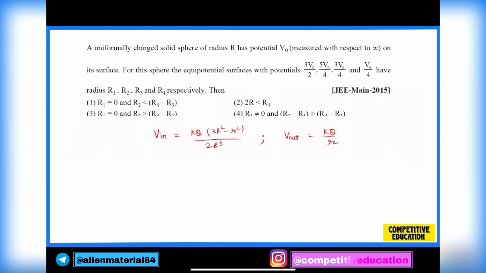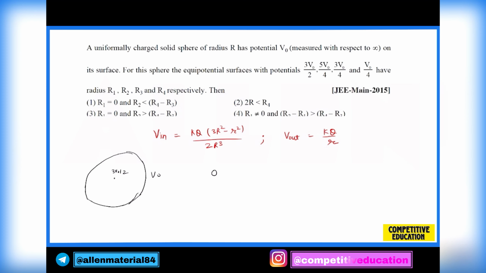Here in this question, we are required to locate the surfaces having the mentioned potentials. We know the potential is distributed like this. The potential at the surface is given to be V0. The potential at infinity is given to be 0. And the potential at a surface we know is 3V0 by 2.